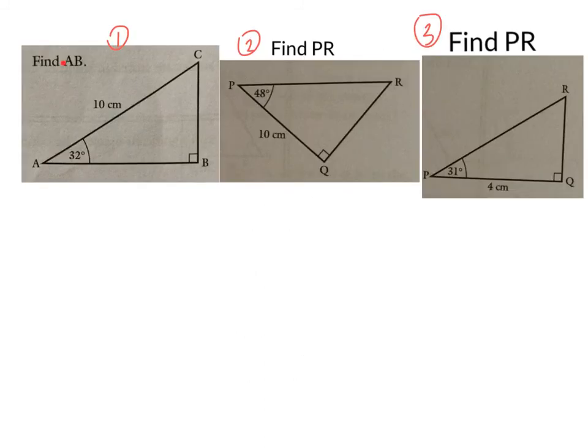Question 1, we have to find AB. So we want AB. AB is the adjacent, and we know the hypotenuse is 10. A and H is there, so we use cos x equals the adjacent over hypotenuse. The angle x is 32. The adjacent we don't know, and the hypotenuse is 10.